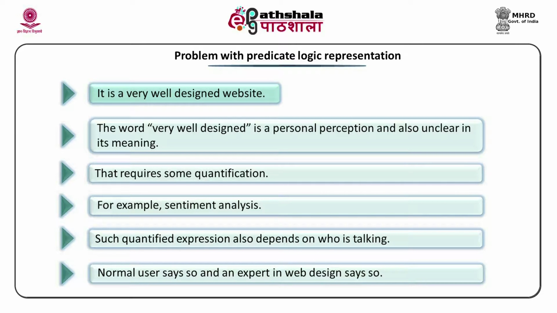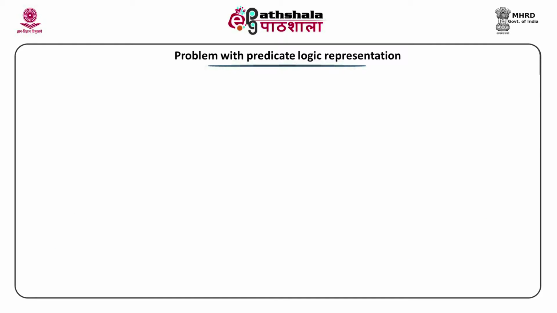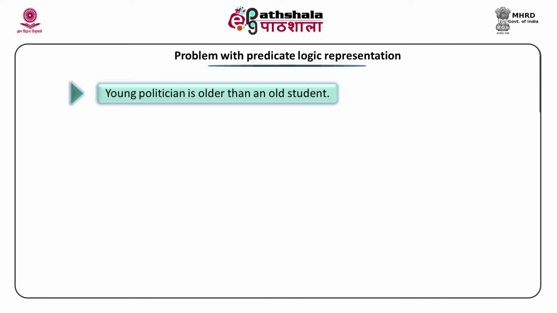And not only that, this particular range depends on the person. The next statement makes it a little more explicit. The statement says that a young politician is older than an old student. Now, if you look at the predicate logic representation of this statement, it is always false. A young person cannot be older than an old person. But here it is an interesting statement.